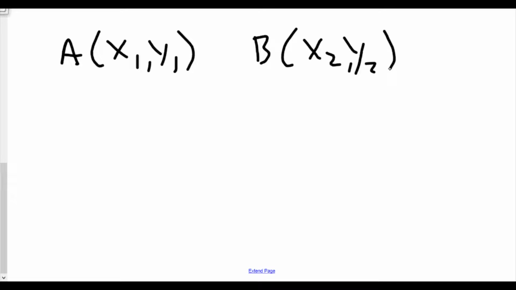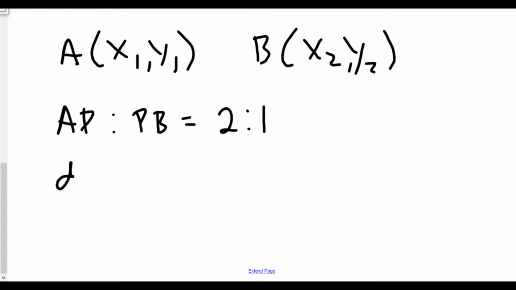Right. So the idea now is that let's say point P divides, and in this case, point P is between them. Let's say AP to PB is a ratio of 2 to 1. So not the midpoint, but in this case, dividing in a ratio of 2 to 1. What we want to talk about in this case is our difference of the distance of x.